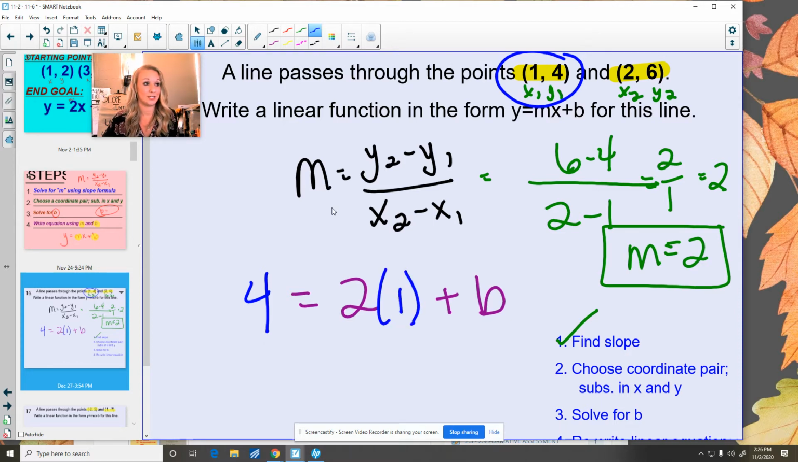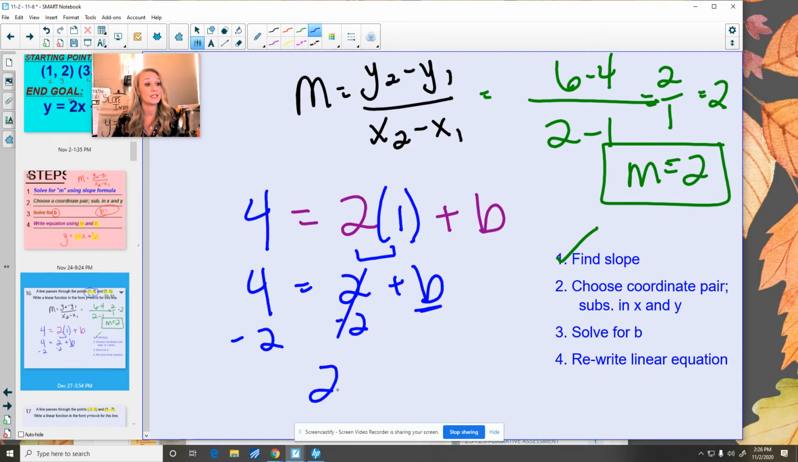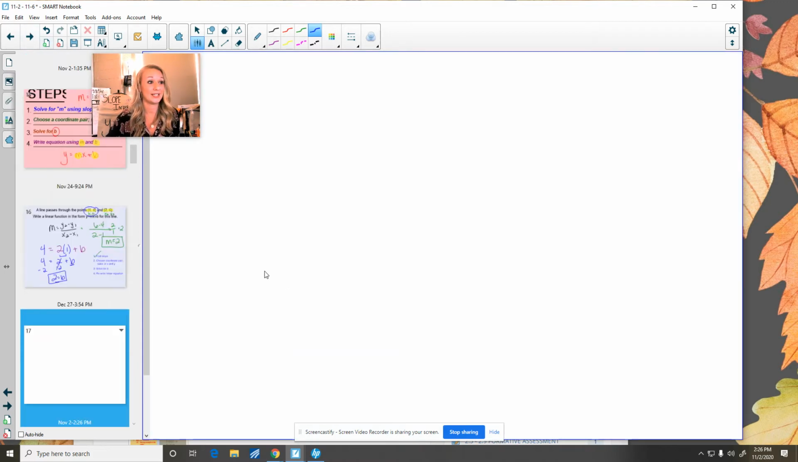I then just need to simplify. So I've got 4 is equal to 2 times 1, which is 2, plus b, and then you can subtract 2 from both sides to isolate b, and I'm left with 2 is equal to b. So now I know that m is 2, b is also 2. Your very last step is just to rewrite that into a final equation, which would look like this.